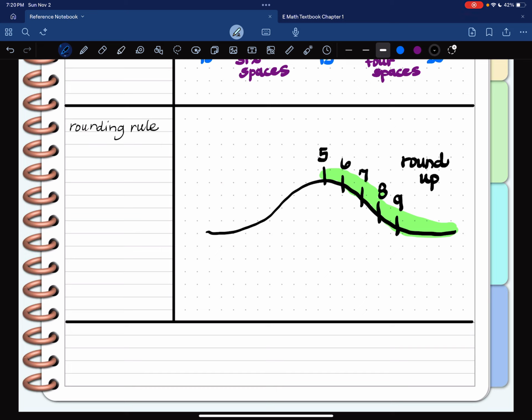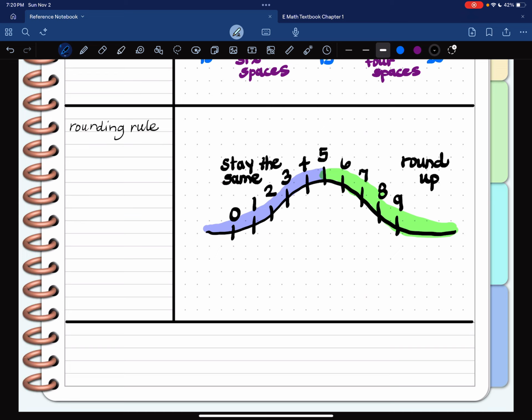Then the other digits, 4, 3, 2, 1, and 0 are going to be on the left side, and we'll call this the stay the same. Now, a lot of teachers call it the round down side. I do not, because I don't want you to think of subtraction. But you absolutely can call it that if that makes sense to you. I'm just going to call it the stay the same side. And I know this makes no sense at the moment, but just bear with me and it will.